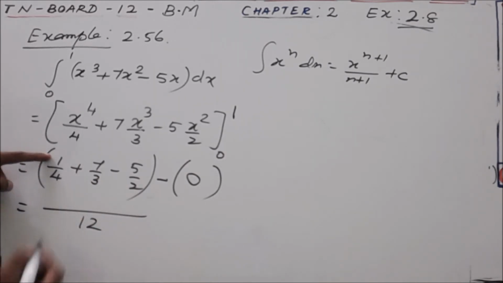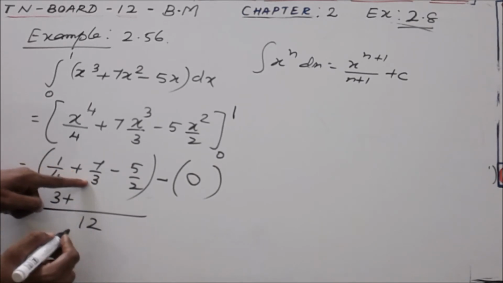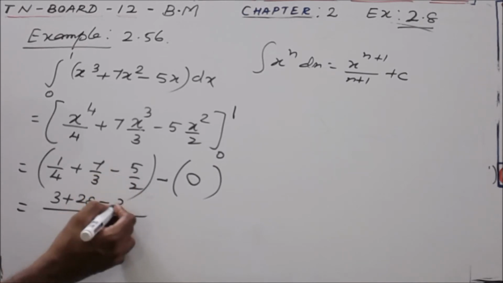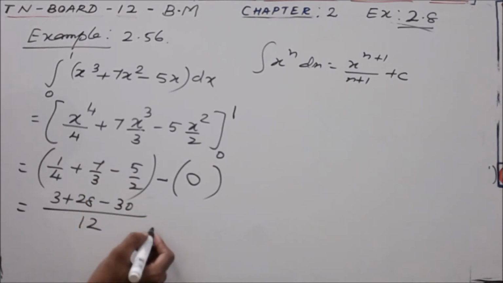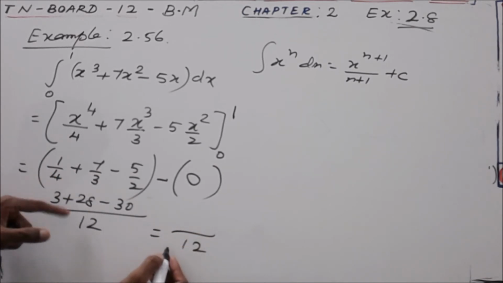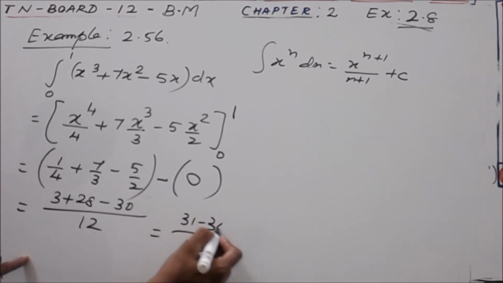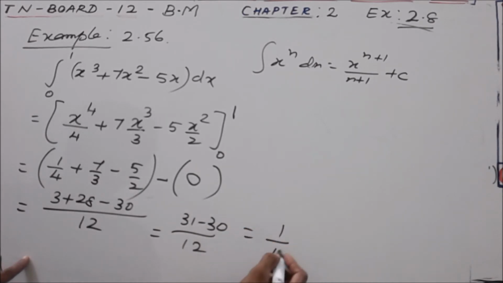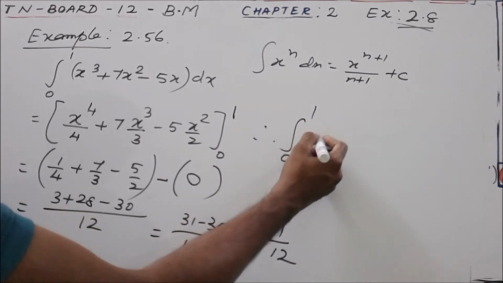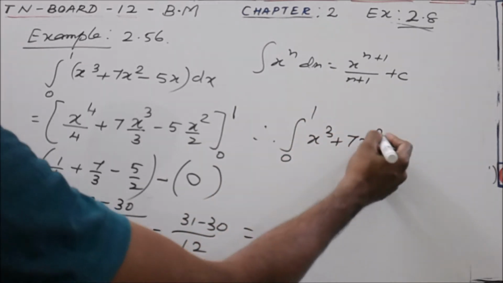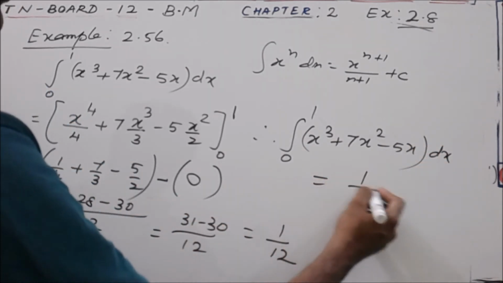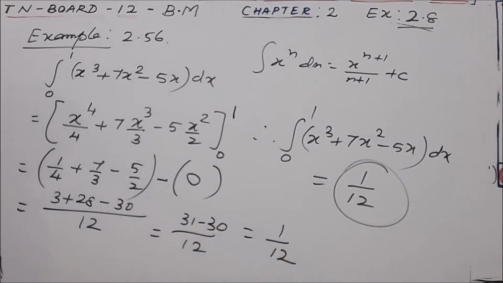multiply here by 3, and then here multiply by 4, that is 28, and here multiply by 6, that is 30. That is equal to, over 12, numerator 31 minus 30, that will be equal to 1 by 12 is the answer. Therefore, the integral value from 0 to 1 of x cube plus 7x square minus 5x dx will be equal to 1 by 12.